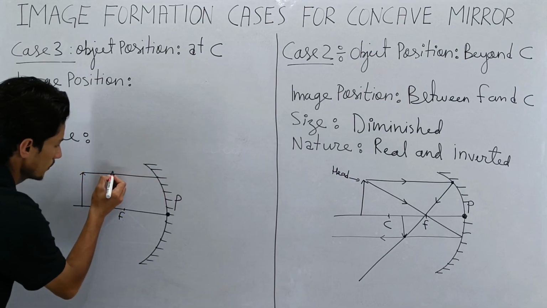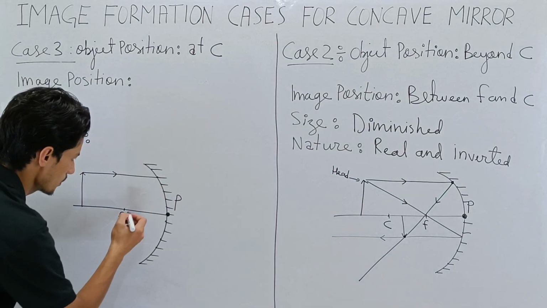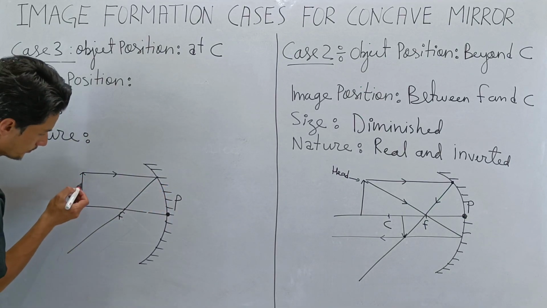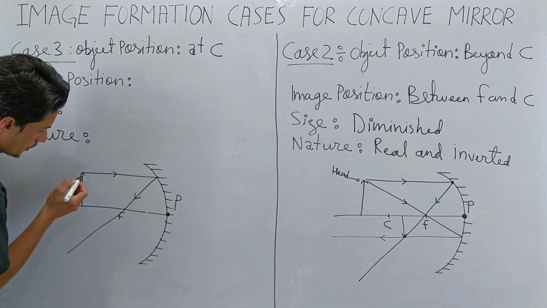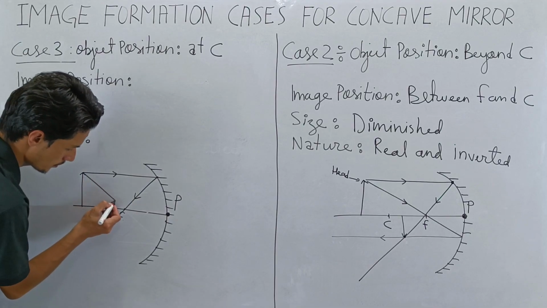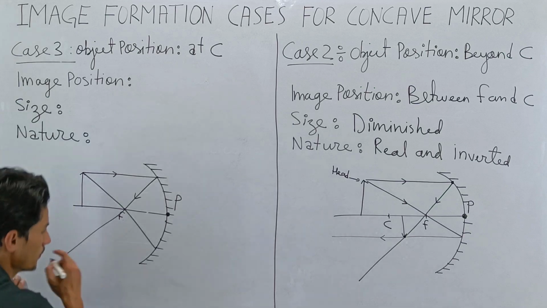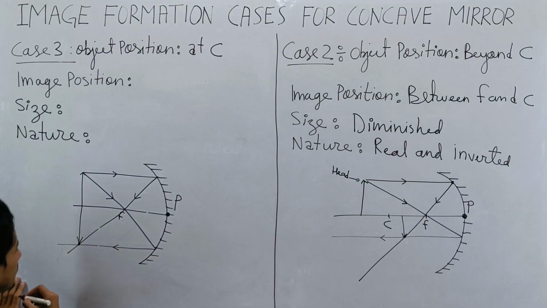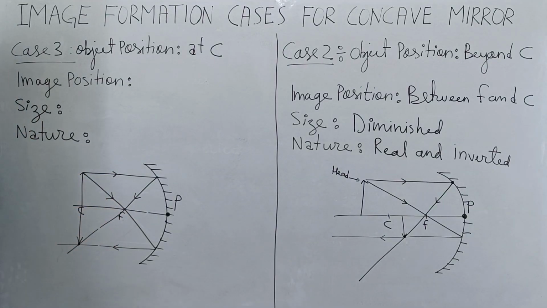Then rule number 1, parallel, it will pass through focus. Then rule number 2. It will enter through focus. Then this will reflect back, it will travel parallel. Yes, and finally they meet here. This is the incident ray, this is the reflected ray, and then they meet here. So they meet here. Yes, so we should be getting some. This is the correct figure for case number 3.